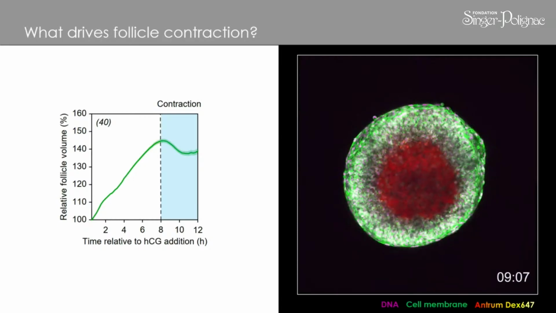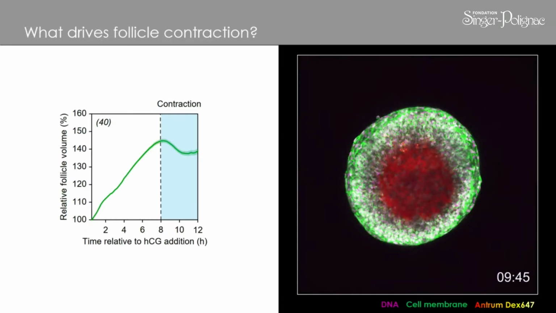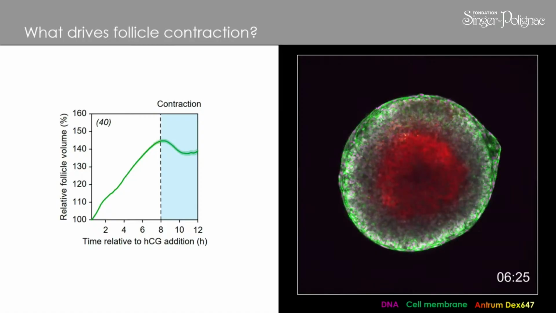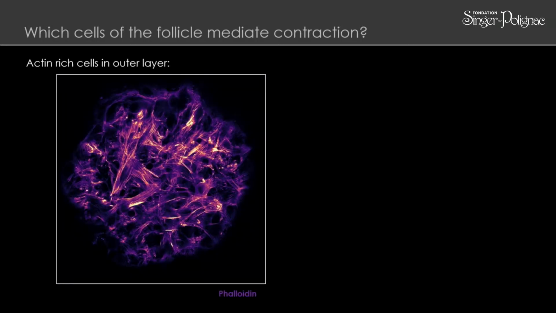Now let's move on and ask what drives follicle contraction between 8 and 12 hours after HCG addition. So we went to some of our early stainings in follicles where we'd seen these actin-rich cells in the outer layer of the follicle when we stained with phalloidin. And we know from the literature that as long back as the 70s and 80s, from EM studies, it had been observed that there are smooth muscle-like cells in the very outer layer of the follicle, but whether these were important for follicle development or for ovulation was unknown.